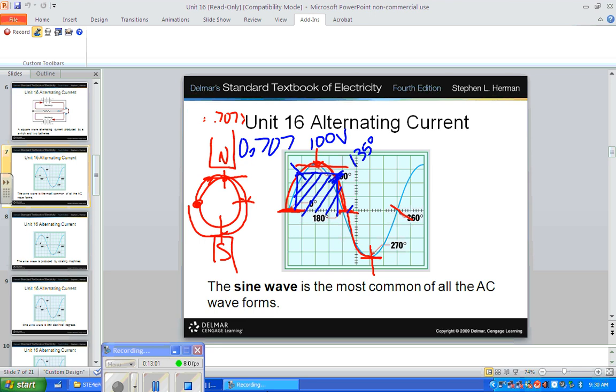Yeah, there we go. I got that backwards. RMS is equal to 0.707 times peak. Okay, now we know that we're reading the RMS when we read a receptacle.